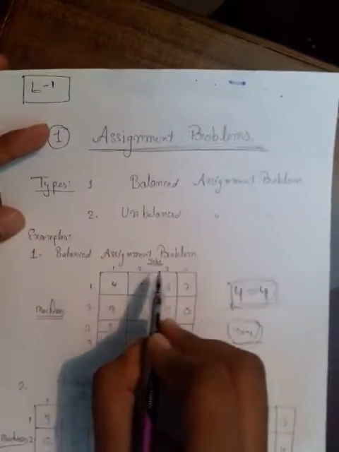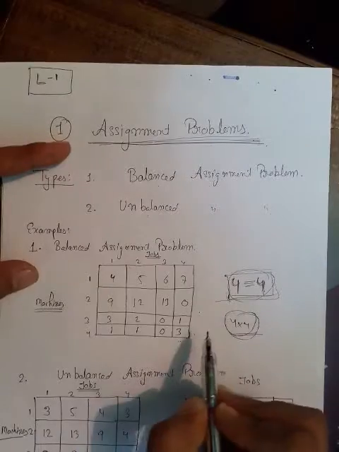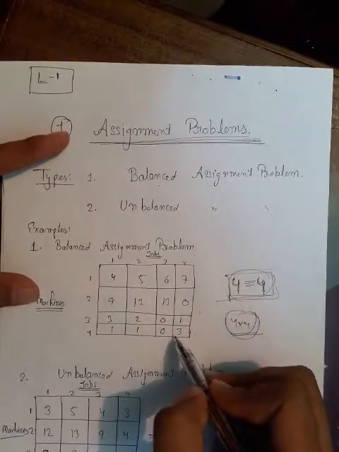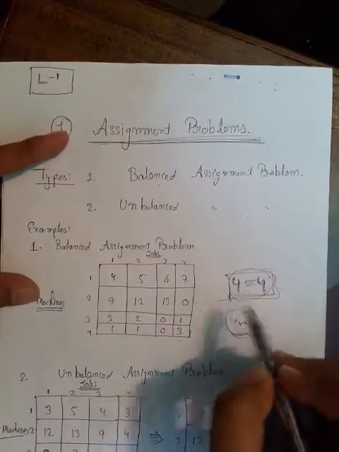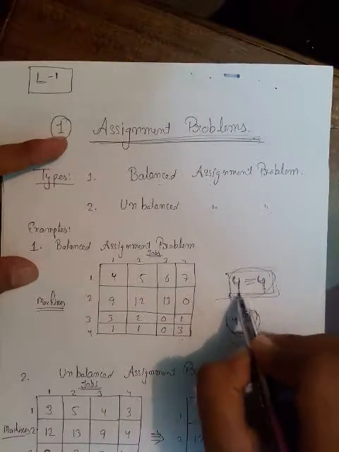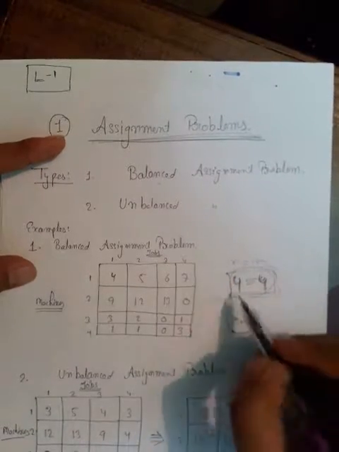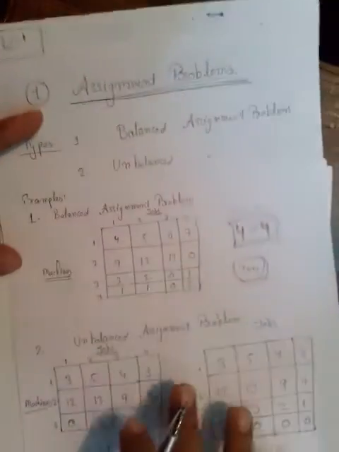In the balanced assignment problem, we have a matrix in the form of a square matrix, which means that the number of rows is equal to the number of columns. So in this given example, you can see easily that the number of rows is 4 and the number of columns is 4. So this is the type of square matrix.